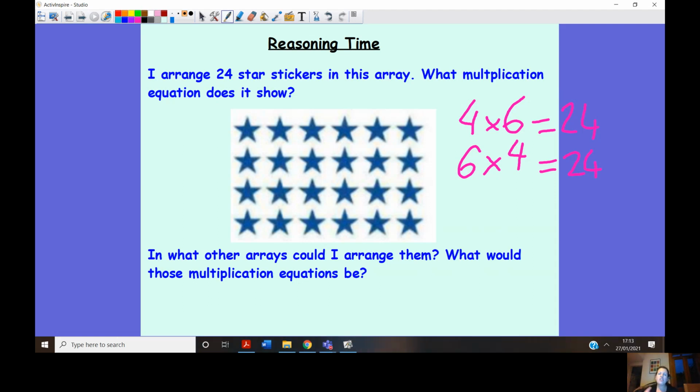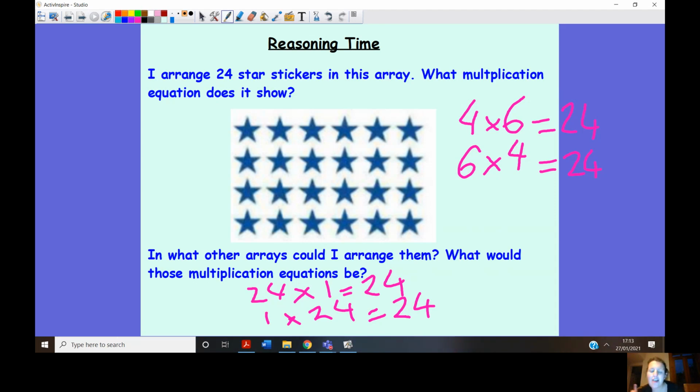So what other arrays could I arrange these stars into? What I'm thinking of is what other multiplication facts do I know linked to 24? Well, I know that 24 times 1 is equal to 24. So I could just have one long row, or I could have 24 columns with 1 star in each one, or I could have one long row with 24 stars in it.